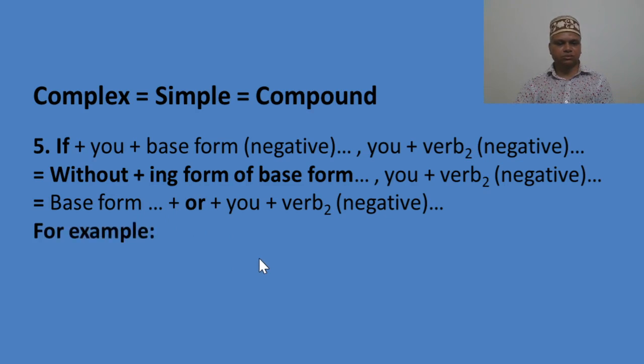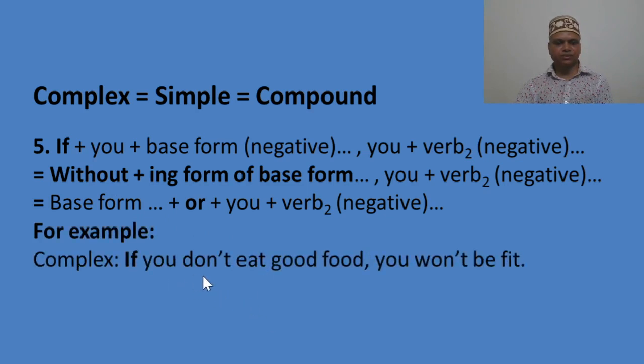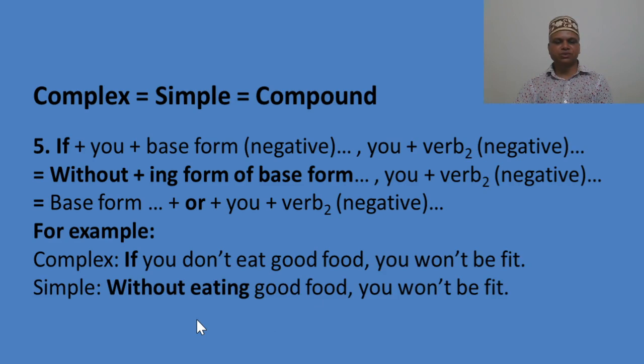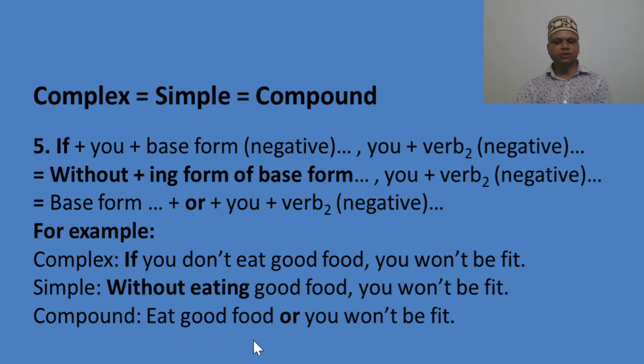Now look at the example. Complex sentence: if you don't eat good food, you won't be fit. Simple sentence: without eating good food, you won't be fit. Compound sentence: eat good food or you won't be fit. So look at the sentence: if follows second person, follows the negative form of the base form, and the verb of the principal clause is in negative form. So the verbs of both clauses are in negative form.